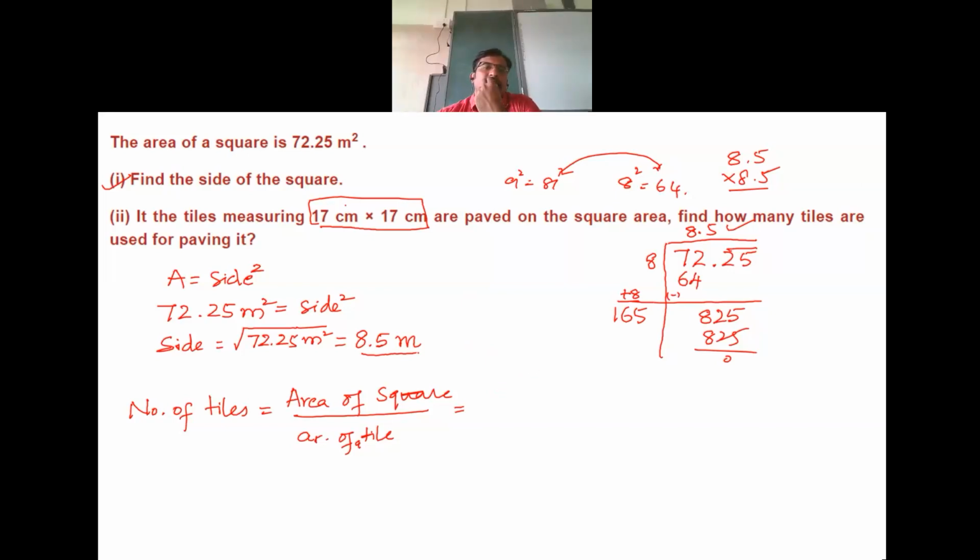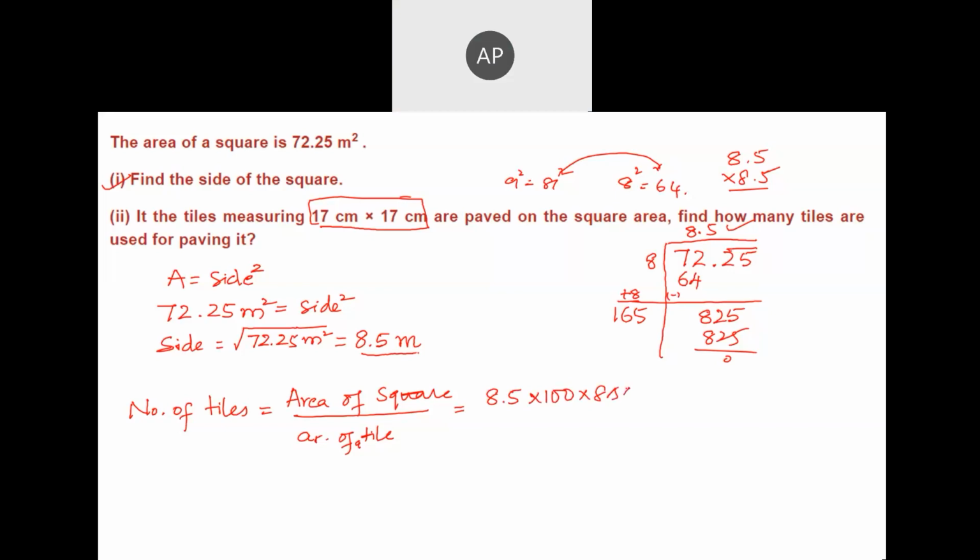You can divide this by 100, or you can multiply this with 100 into 100. Which one you want? Multiplying the numerator with 100, we wanted 8.5 and 8.5, divided by 17 into 0.5, 17 into 0.5.